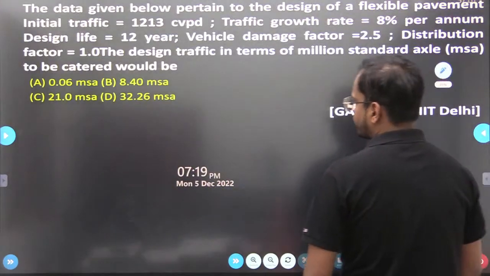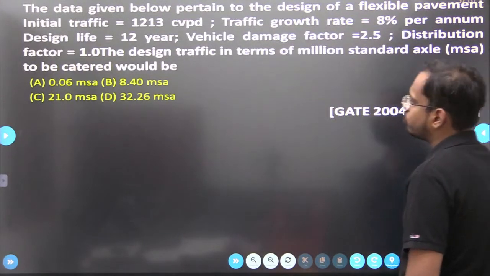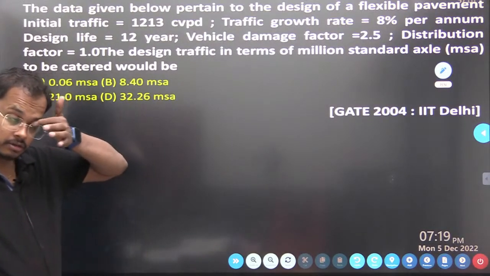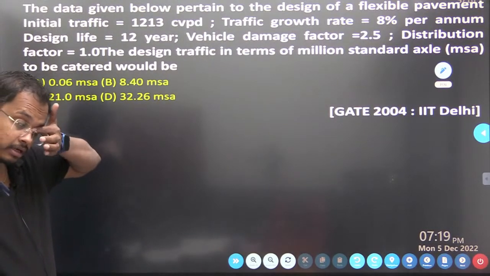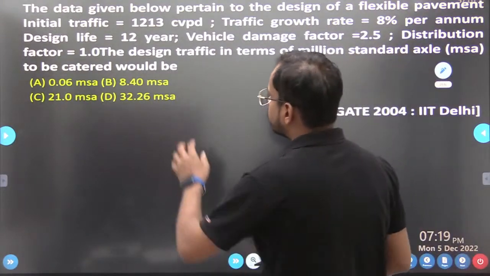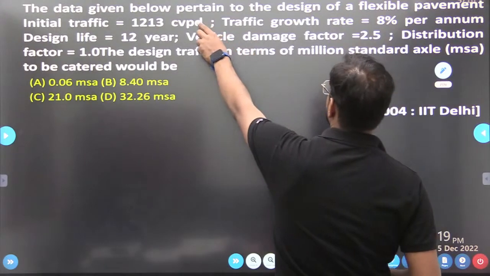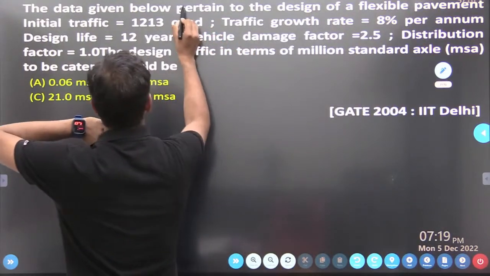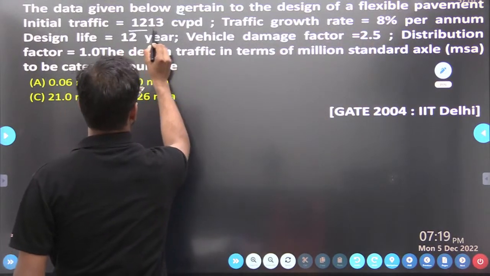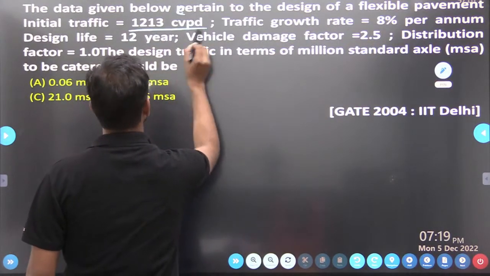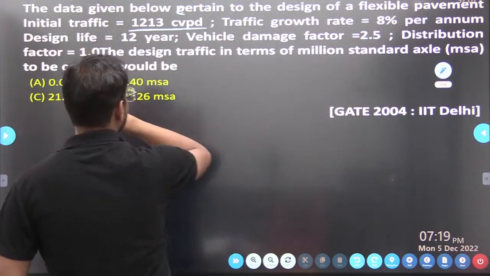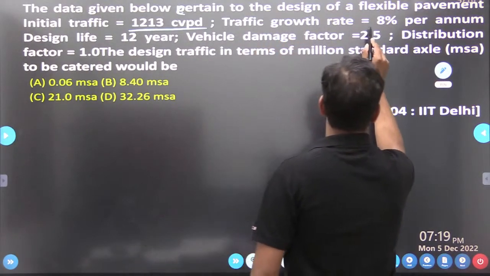Now I will discuss in front of you a next problem. And the next problem is also very, very interesting, my dear friend. This problem is related to the modified CBR method. Clear? As per the modified CBR method, now see here how to solve this problem. The data given below: for the design of a flexible pavement, initial traffic is 1213 CVPD, that means commercial vehicles per day. So traffic volume is given, but it is an initial traffic volume. My dear friend, the traffic growth rate is 8%.